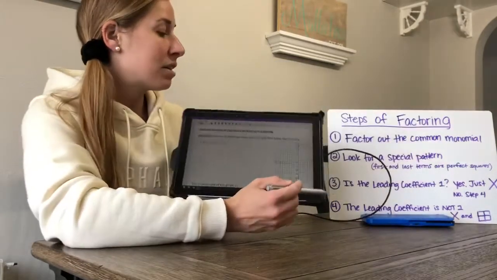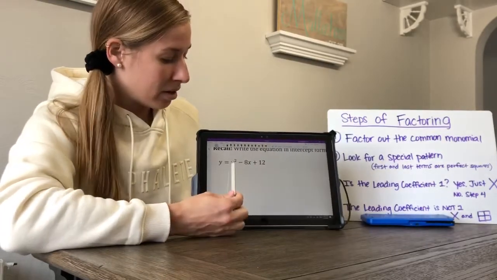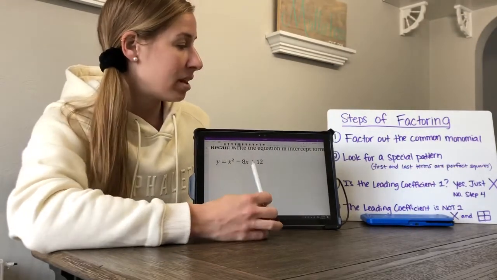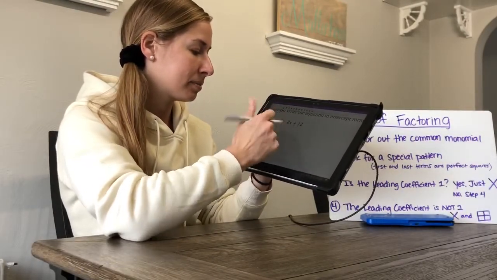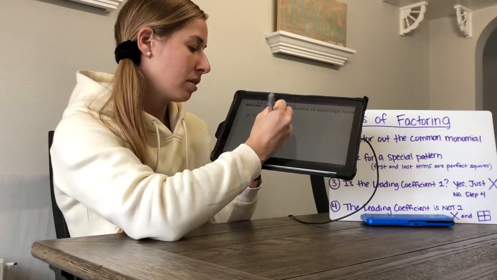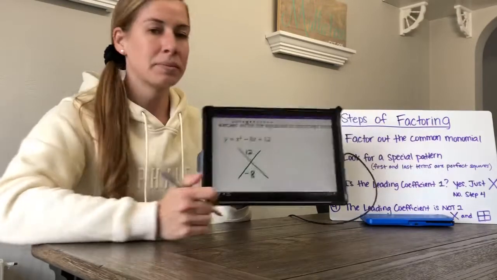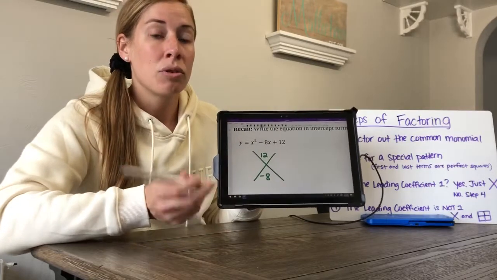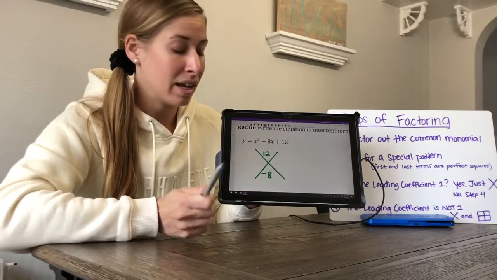So, steps of factoring. Is there a common monomial? No. Is it a pattern? The first term is squared, but the last term is not a perfect square, so it's not a pattern. Step 3, is the leading coefficient 1? Yes. So all we need to do is the x. What number goes at the top? Your constant, 12. What number goes at the bottom? Your linear coefficient, negative 8. And then you should be asking yourself, what times what gives me 12, but when I add them I get negative 8? So we're multiplying 2 numbers and getting a positive, but adding them and getting a negative. So both of them need to be negative.